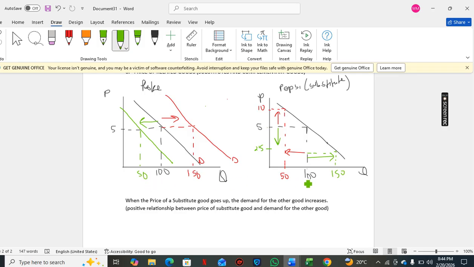Okay? These 50,000 went to start purchasing Pepsi. So obviously the price drops, also the demand for the other good drops. Any questions, colleagues?